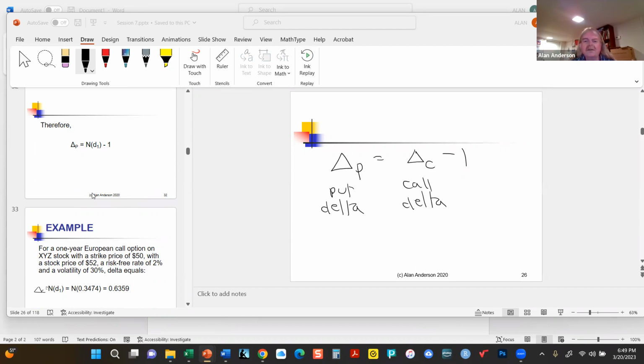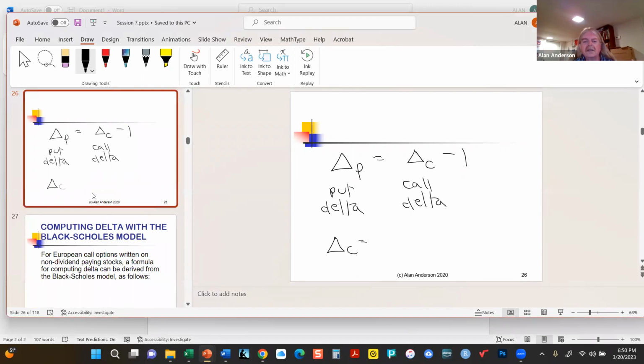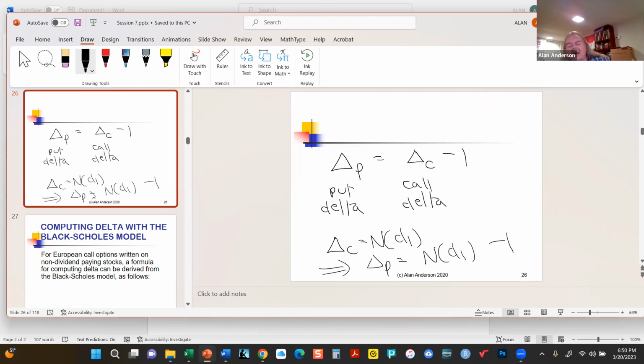And by the way, I just want to remind you that because delta C, the call delta, is nothing but our old friend N(d1) from the Black-Scholes model, that means that delta P can also be calculated as N(d1) minus 1. So when it comes time to actually calculate it, you can simply take your N(d1) and subtract 1, and what's left is your delta for your put.